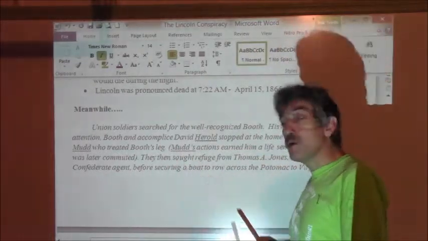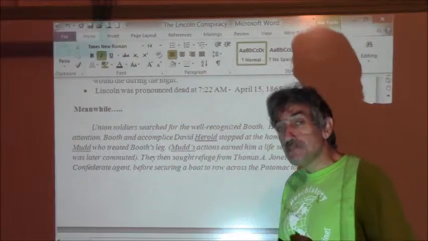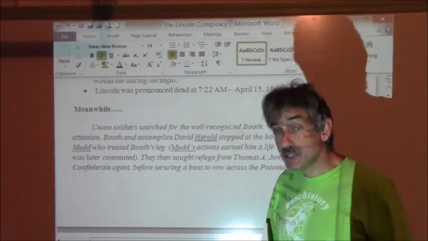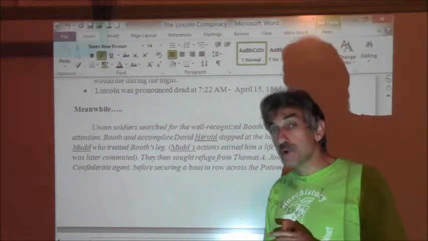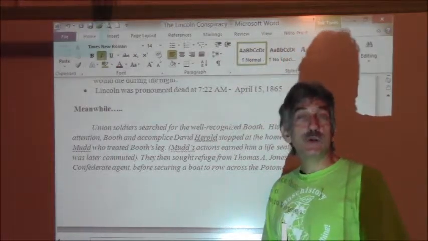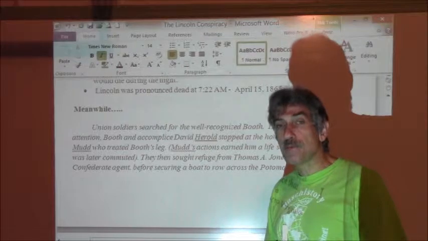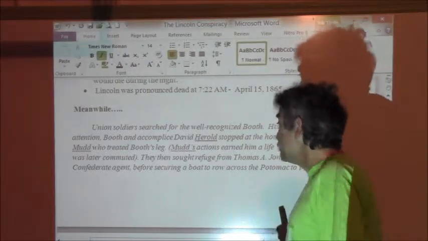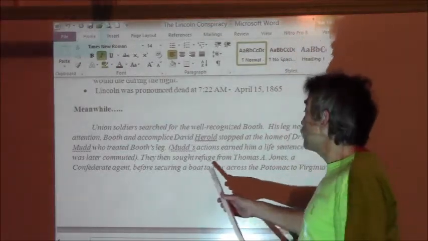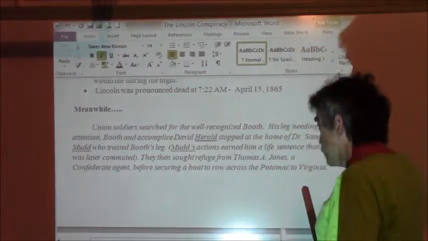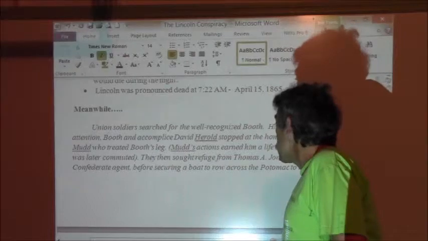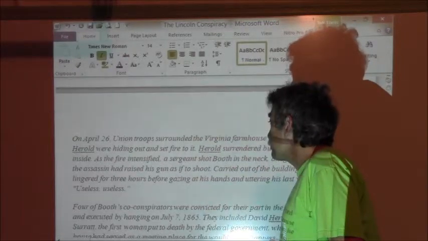Mudd did help John Wilkes Booth. He supposedly didn't know anything about the assassination either, and Mudd will later be arrested and jailed for this, saying that he didn't know anything about it. People weren't buying that, and they thought he was part of the conspiracy. And they then sought refuge from this guy Tom Jones, no jokes please, a Confederate agent, and they end up going across the Potomac to Virginia.